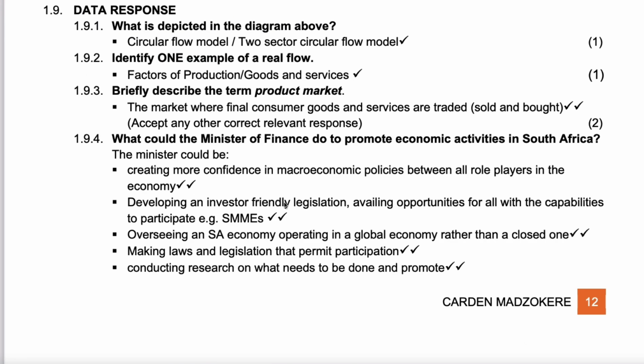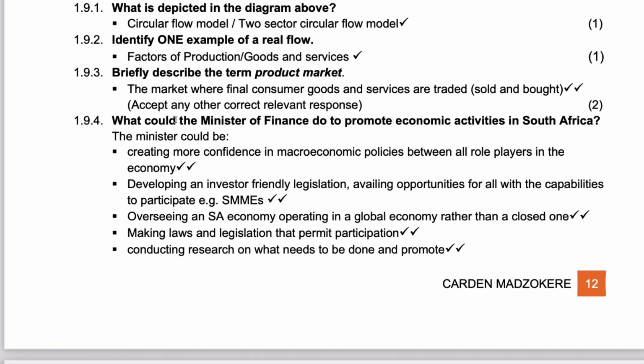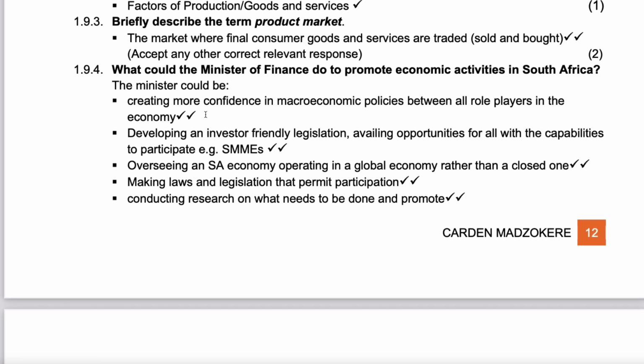Let's have a look. So the diagram depicts a circular flow model or a two-sector circular flow model or just a two-sector model. And identify one example of leakages. Yes, we had these two. Pick any one. We saw that. Then briefly describe the term product market. It's a market where final consumer goods and services are traded. That's exactly what I said.